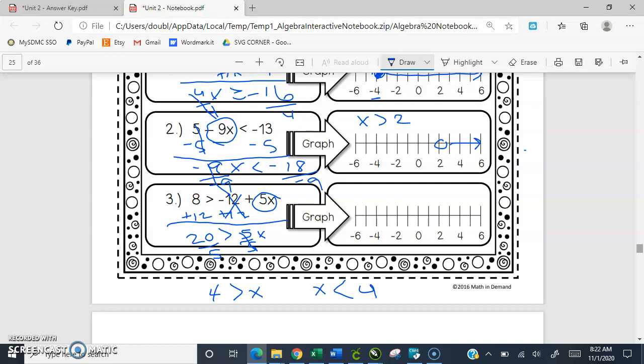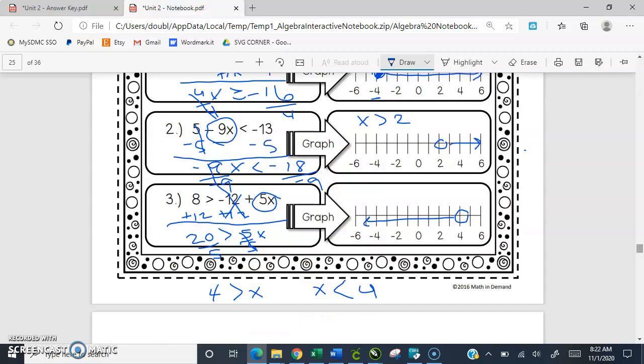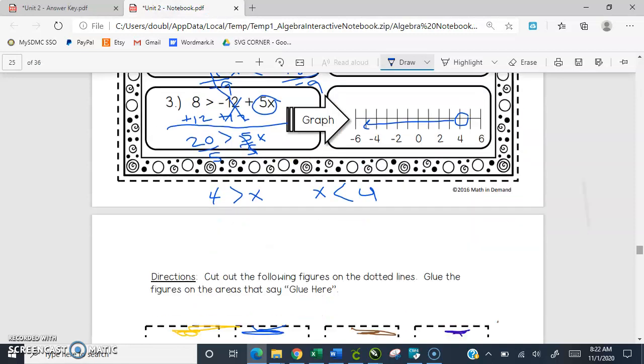Okay? So there's no line underneath it. We draw an open circle on 4. And then it says less than, so that means we go to the left. So make sure you're using all of these to help you out. Once you come up with what the variable value is, it tells you which direction to go.